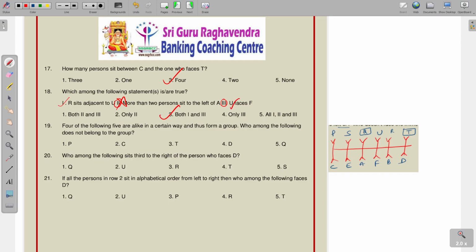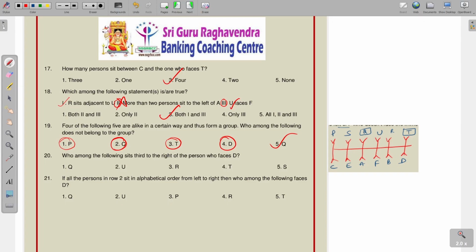Next, question number 19. 4 of the following 5 are alike. So who among the following doesn't belong to the group? See, P is in the corner, and C is also in the corner, and T is in the corner, and D is also in the corner. Only Q sits in the middle of the row.